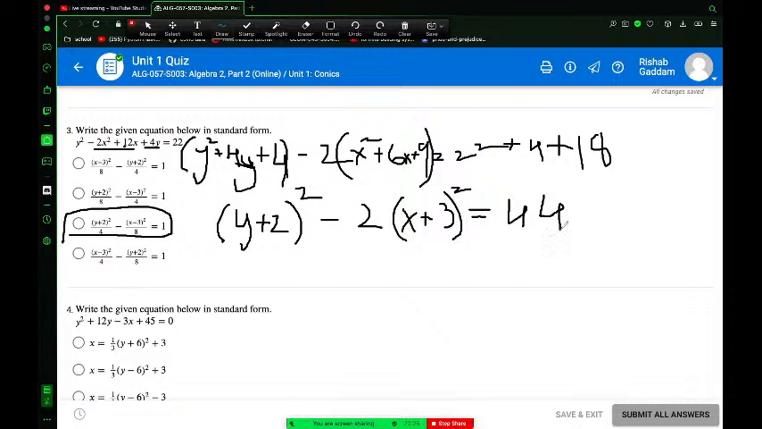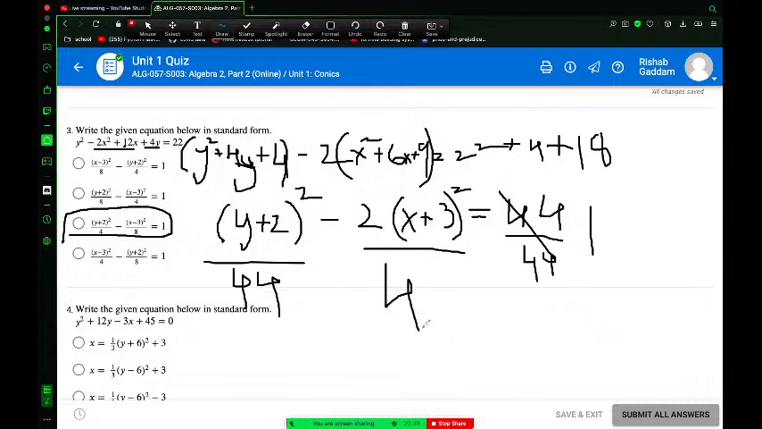And over here we have it equal to 26 plus 18, or 44. I think that's right. Yeah, 44. So now we can divide both sides by 44. So this becomes 1, and we have divided by 44 over here. And then we can divide this also by 44. But for this we can cross out this 2. This 2 becomes 1, and this becomes 22.